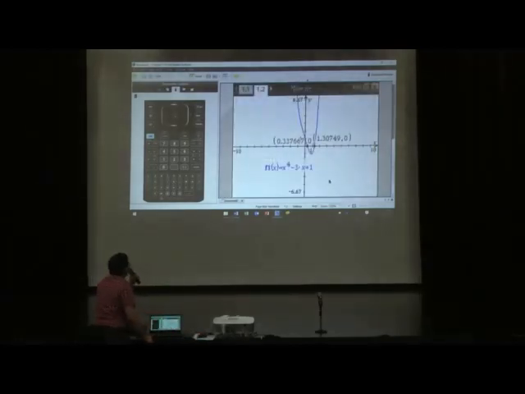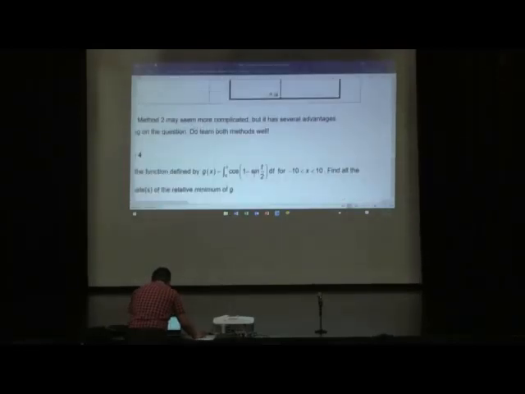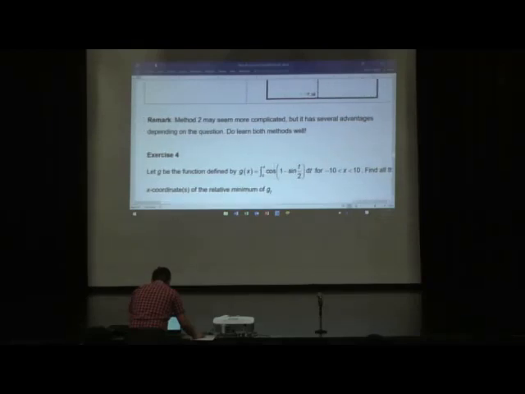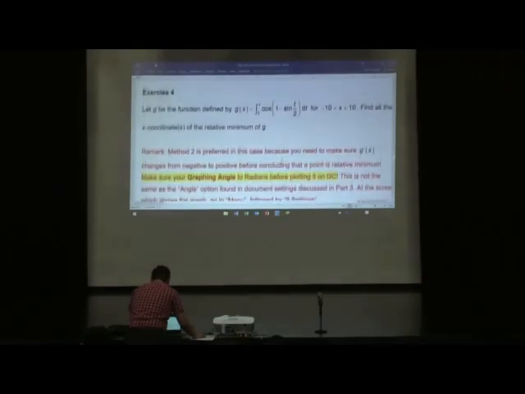So you can write 1.307. Now later I will tell you why you need to know method 2. For now, let's take a look at this example.